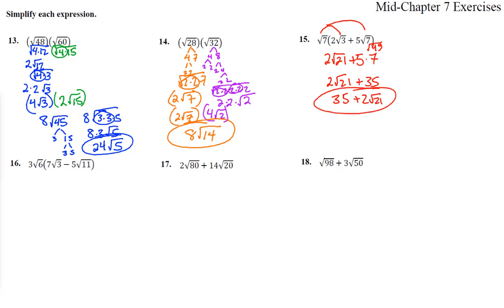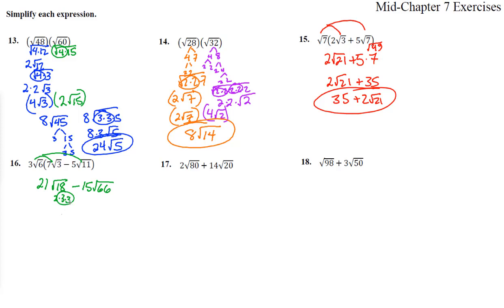All right, number 16. Got to jump this guy in. 3 square roots of 6 times 7 square roots of 3. That's 21 square roots of 18 minus 15 square roots of 66. Can we simplify these down? Yeah, this is 2 times 3 times 3.